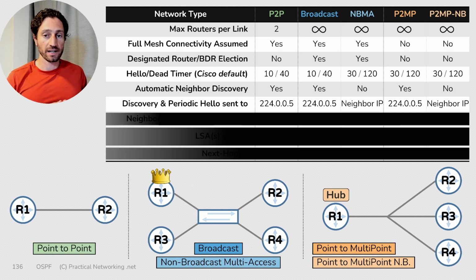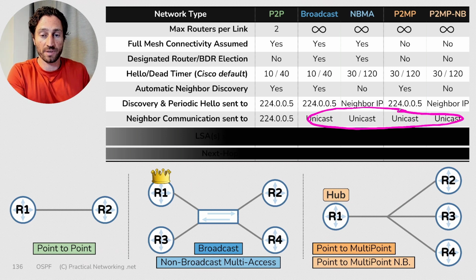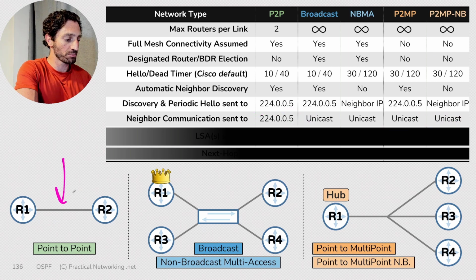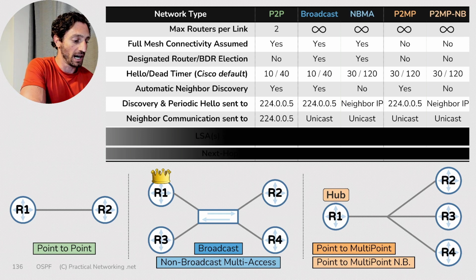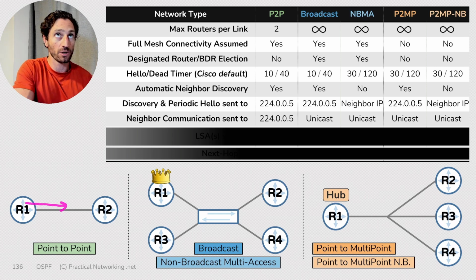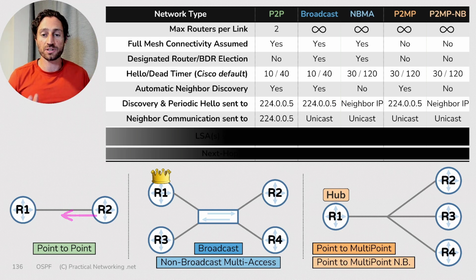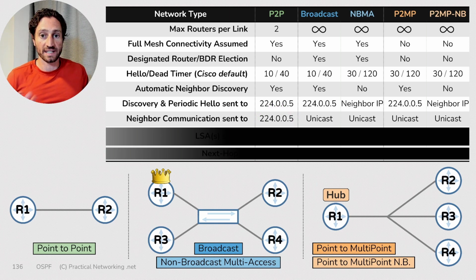Okay, so that takes care of the initial discovery of the neighbors, but how does continued communication work in the rest of the neighbor adjacency process? Well, you'll notice in all cases, continued communication happens via unicast packets, with one exception, and that is point-to-point networks. On a point-to-point network, it doesn't really matter the destination IP address you put on the packet. Either way, whatever router 1 sends via OSPF is meant to go to router 2, and whatever router 2 sends via OSPF is meant to go to router 1. So they can continue to use this multicast address without really any downside.